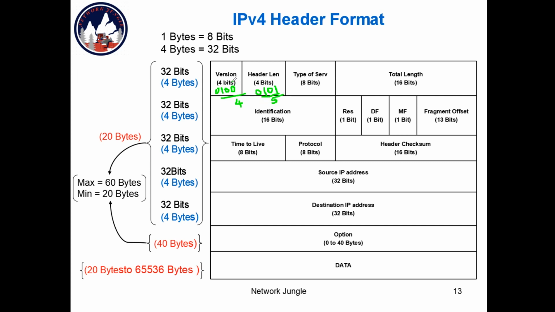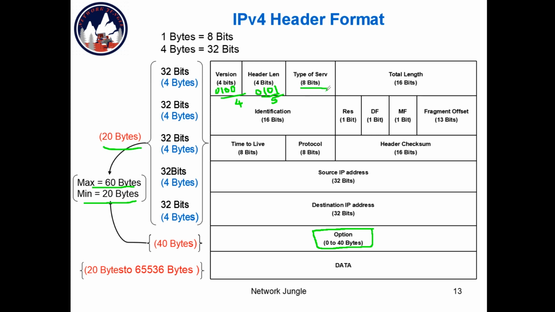Because the header length is 5 rows, and each row is 4 bytes. So 5 into 4, 20. The minimum value of the header length is 20 bytes and the maximum value is 60 bytes. That is the option of 40 bytes. It can be added in the future. Next one is the type of service. It covers 8 bits.